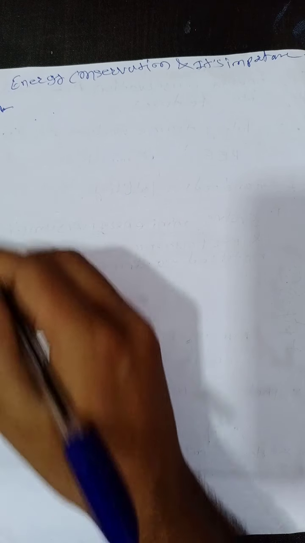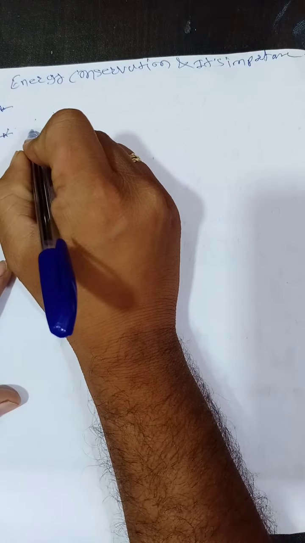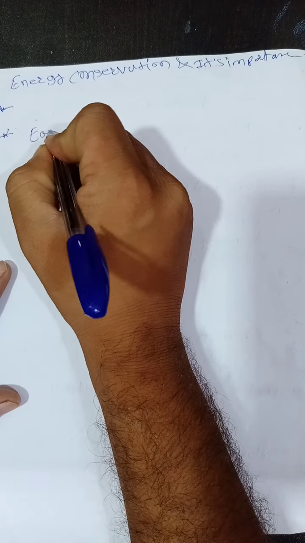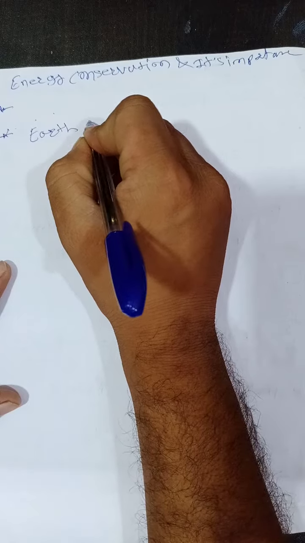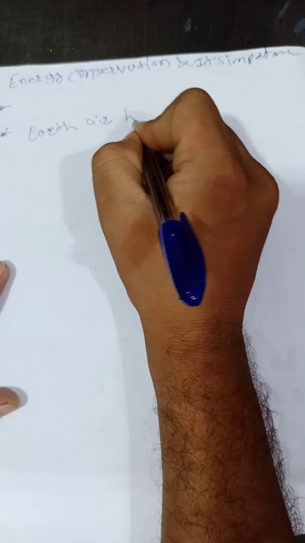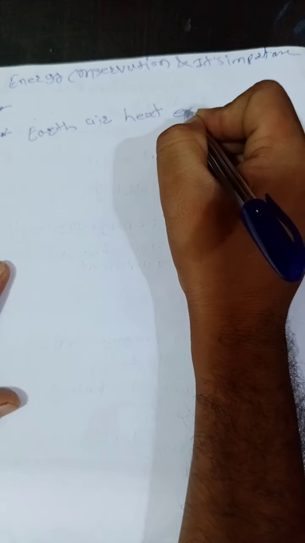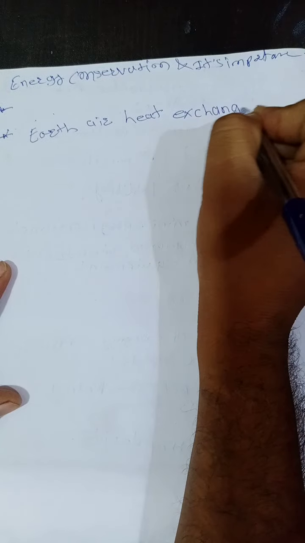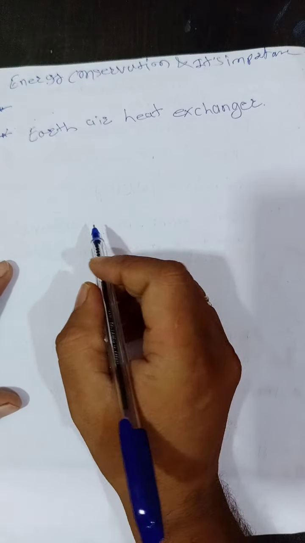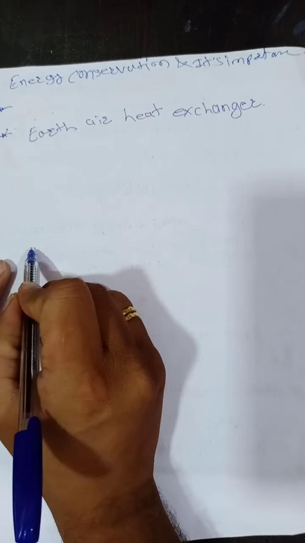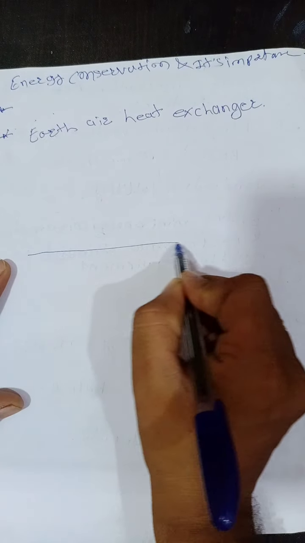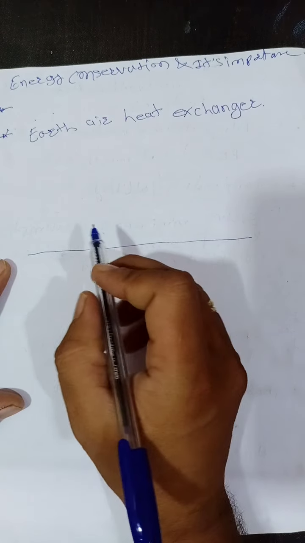We are going to discuss the next point in the ECM, that is Earth Air Heat Exchanger. I will draw a diagram. It is a very simple diagram. You have to draw this diagram in the examination also.